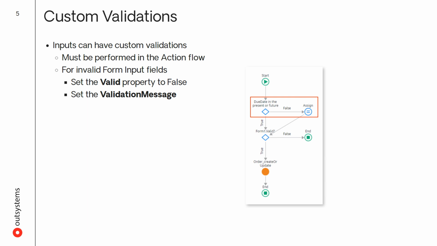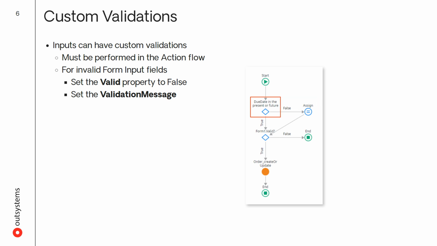Besides the built-in validations, we can define custom validations for the input fields. These custom validations should be implemented directly in the screen action flow that will manipulate the data submitted in the input fields. To implement a custom validation on an input field, there are two properties on each input that are extremely helpful: the valid and validation message. The first determines if the input has valid data or not, while the second defines the validation message that appears on the screen when the input is not valid and the user focuses on it.